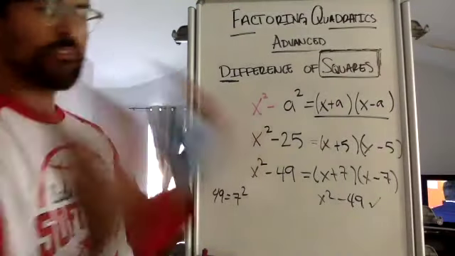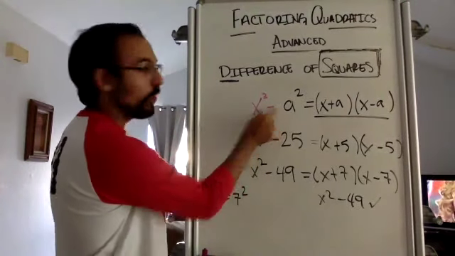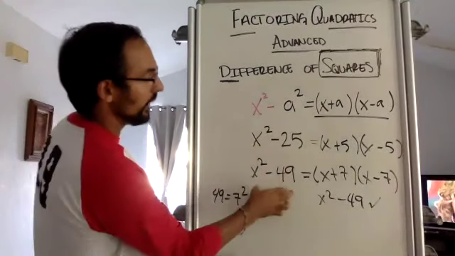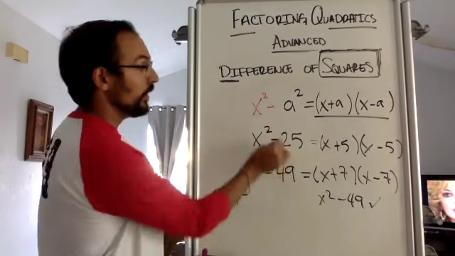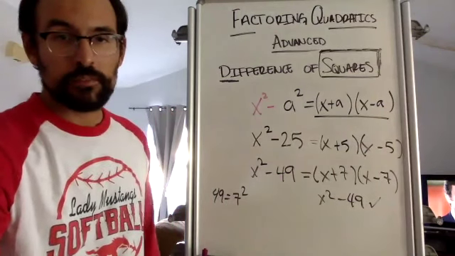But remember, even if you don't use the formula, you can still do it because your middle term is going to be 0 whenever you recognize something like this. Whenever you're given something like this, your middle term is 0. So these two numbers are going to be the same, just opposite signs.